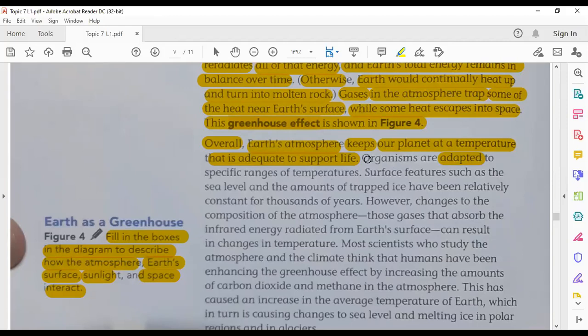Organisms on Earth are adapted to specific ranges of temperatures. As I told you, some organisms are adapted to live in very cold areas, and other animals are adapted to live in hot areas. Some organisms are adapted to live in water, some in land, and so on. So in general, organisms are adapted to specific ranges of temperatures.